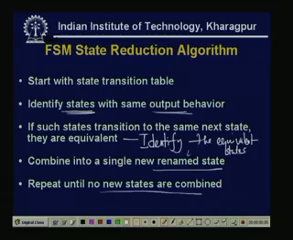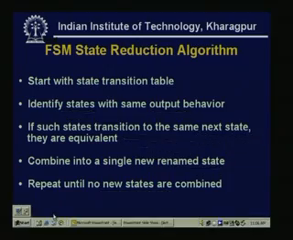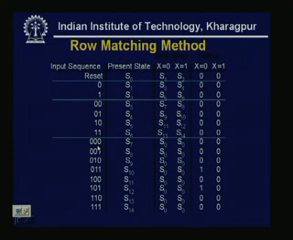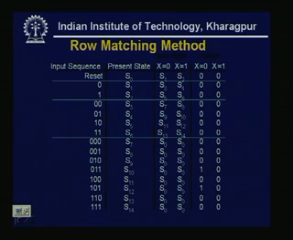Now, we will follow these rules until no two states can be combined. That means we can't identify any equivalent states any more. Then we will stop. So, one very simple algorithm, which from common sense appears, is the row matching method.